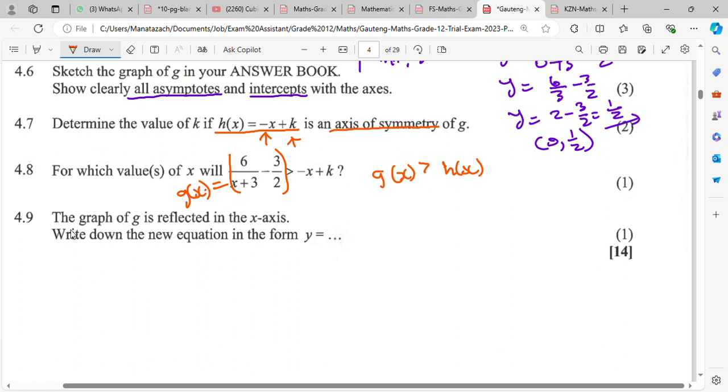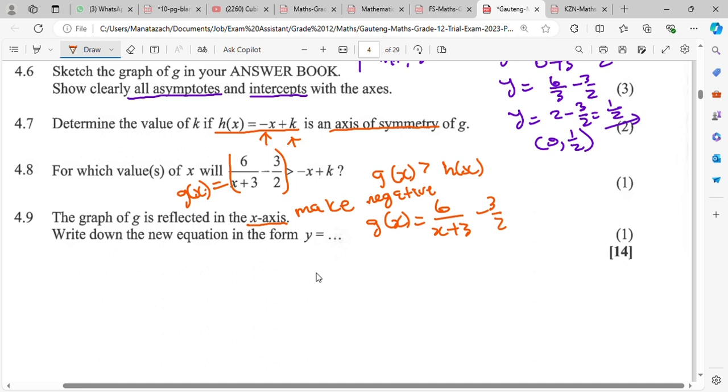And then the final one, thank you for your patience up until this far. The graph of g is reflected in the x-axis. Write down the new equation in the form of y is equal to. So remember, the graph of g is this. So if you reflect the graph about the x-axis, that means you make y negative.